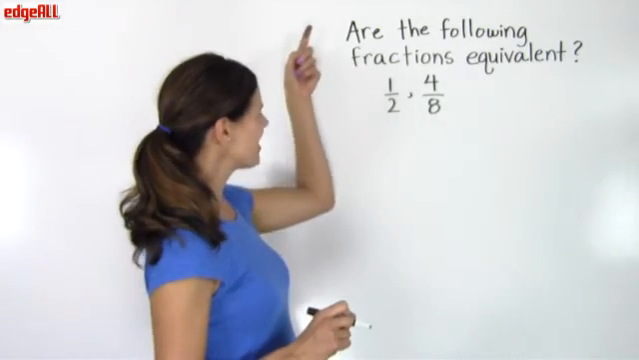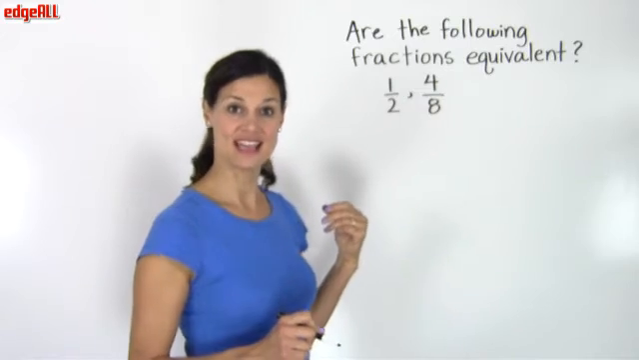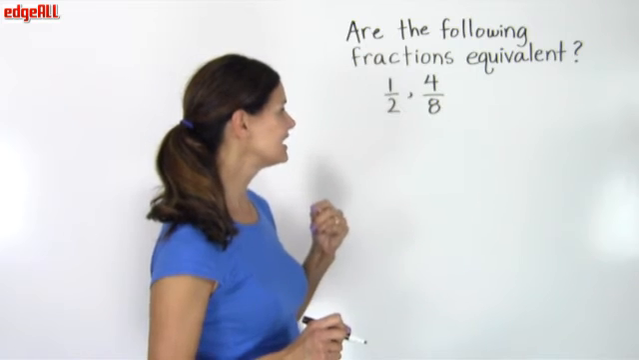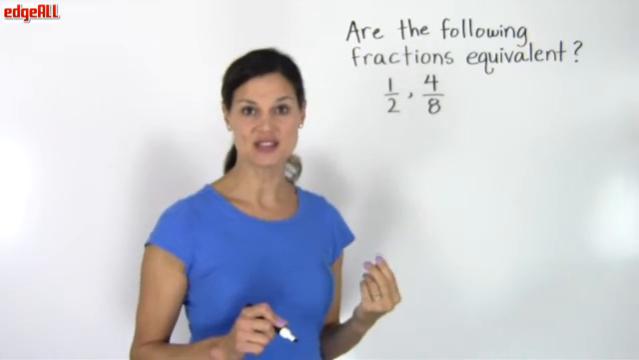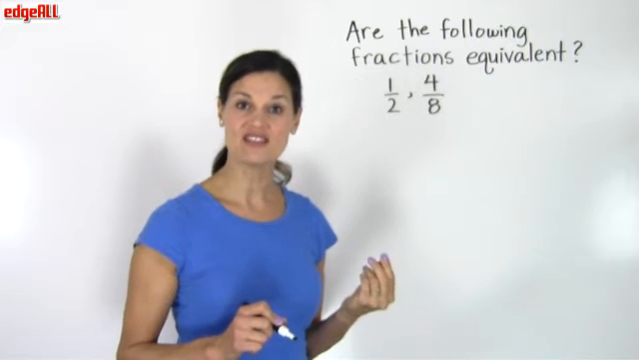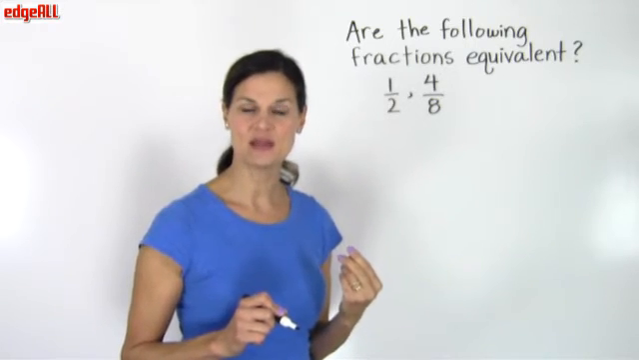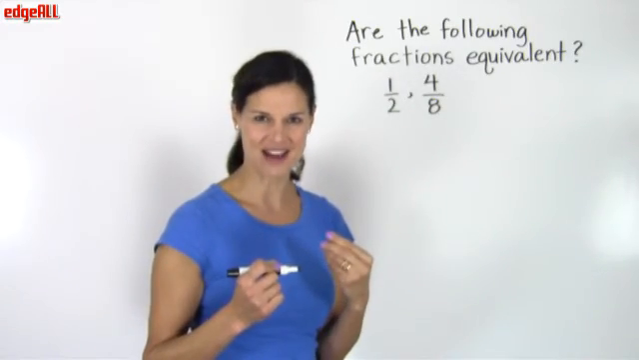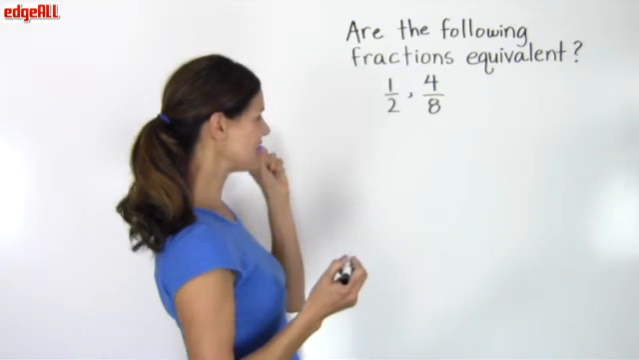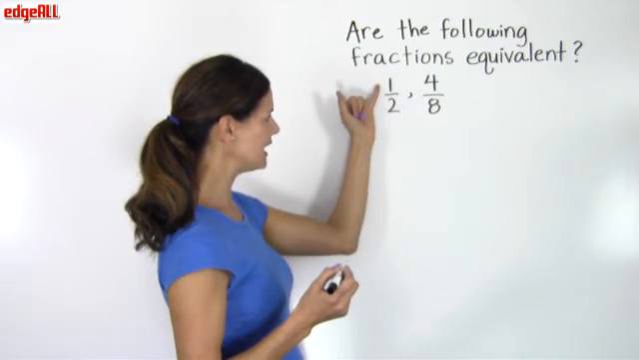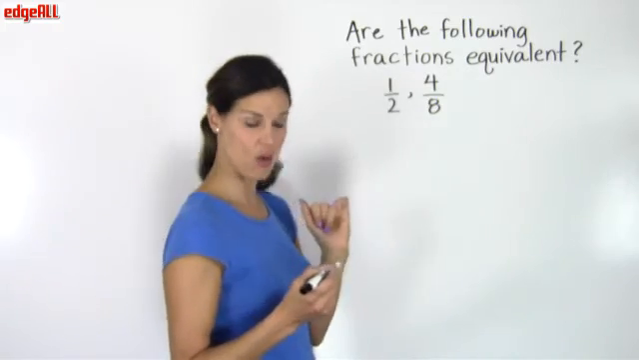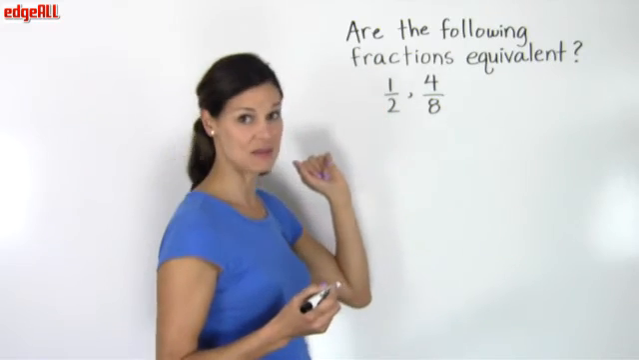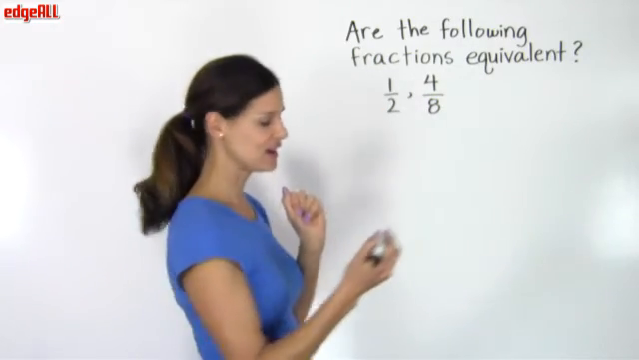Our problem asks us, are the following fractions equivalent? And then we're given two fractions, 1/2 and 4/8. To determine if two fractions are equivalent, we need to see if we can find a number that we can multiply both the numerator and denominator by to arrive at the second fraction. So when I see this 1 here, I think, oh, I could multiply 1 times 4 to get 4. And I have to ask myself, if I multiply my denominator by the same number, will I get the other denominator?